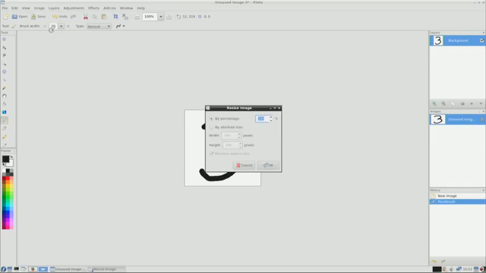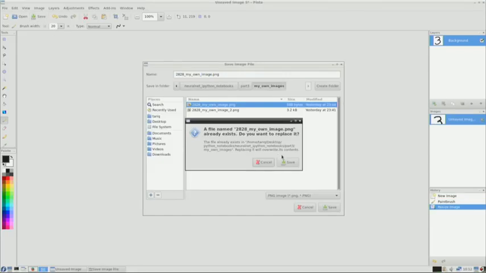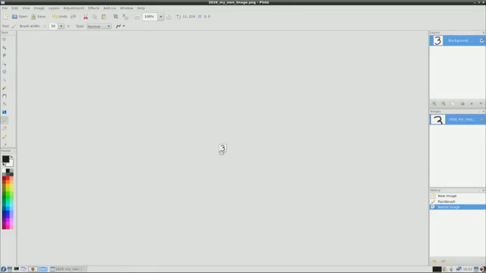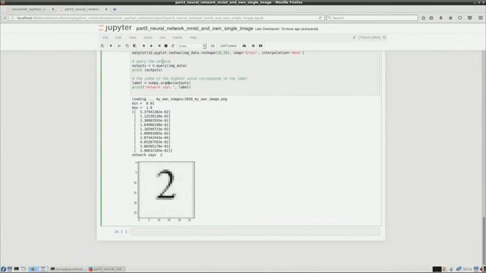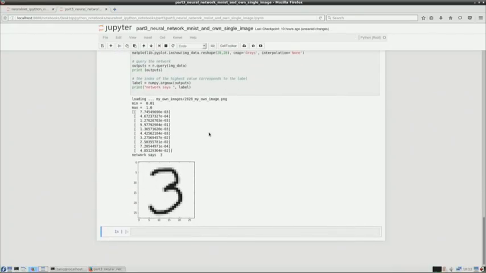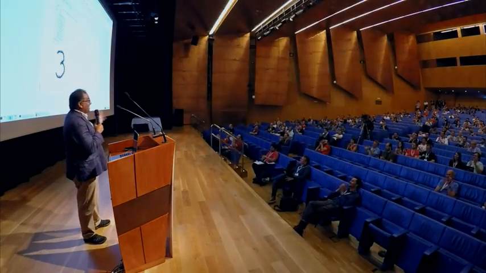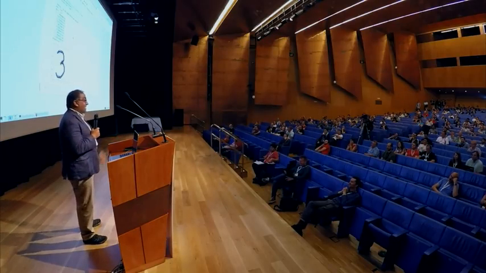Okay, let's resize that to 28 by 28. Let's save that as PNG. All this code is on GitHub if you want to have an explore. All right. If I press go, let's see. 3. Yeah, network says 3. Phew. I did a few last night and it didn't work every time. Phew. I'll stop there. I'd love to have a chat about this afterwards.